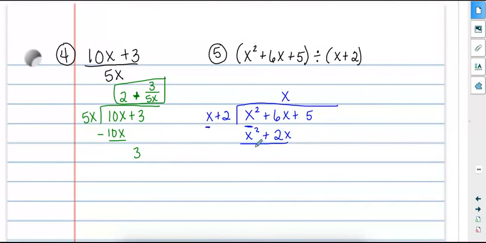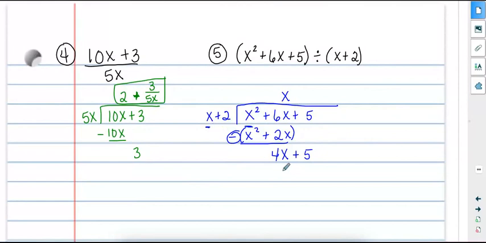So we actually have to subtract. But when we subtract, we're going to subtract everything. So I'm going to put parentheses so I can understand that that subtraction is for each term. So x squared minus x squared gives us 0. They cancel out. And then 6x minus 2x gives us 4x. And now we're going to bring down the positive 5 here.